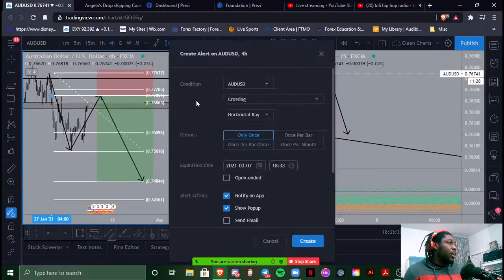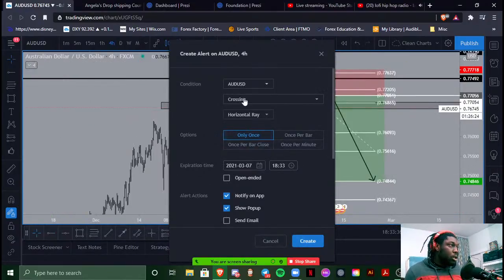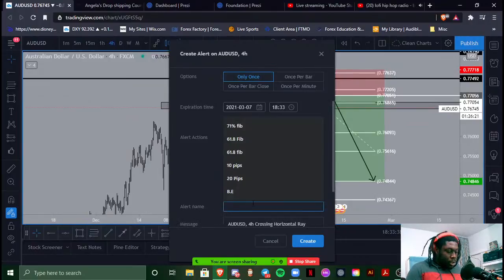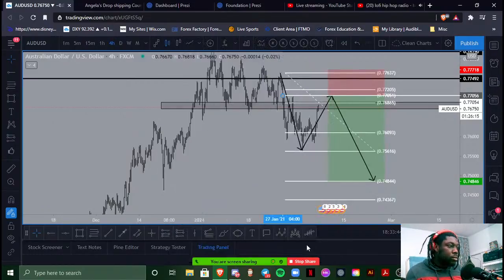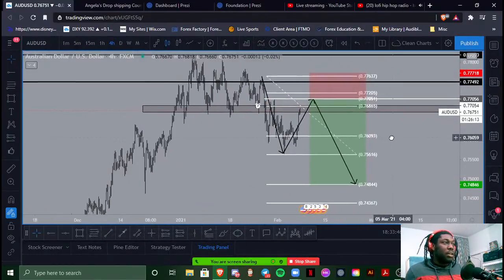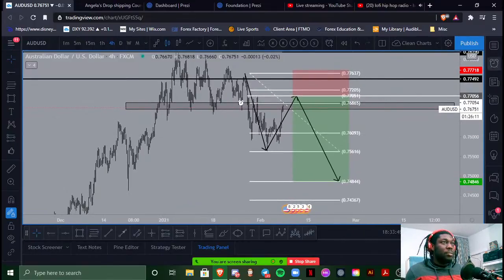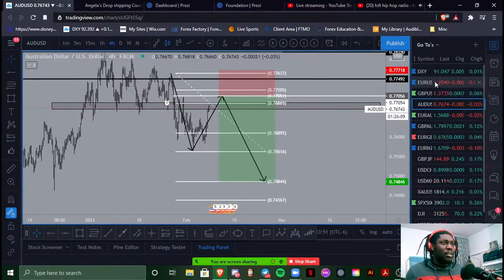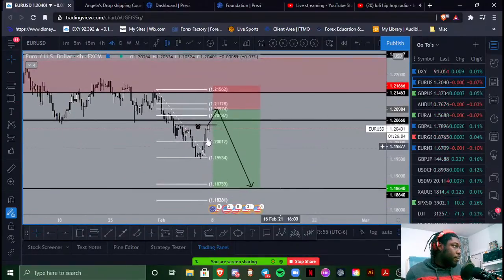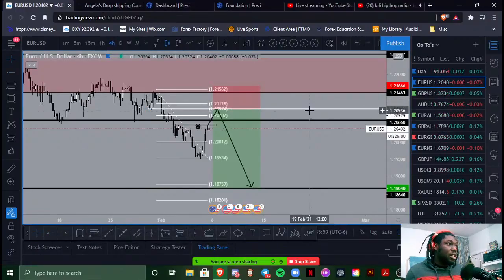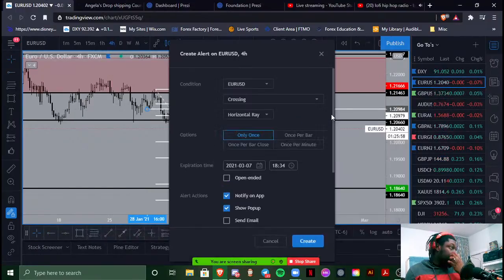So let me add alert. Crossing 71% fib, and then sell entry. Alright, and so looking for that for AUDUSD. I think I have the same thing for EU. I just didn't set a limit. No, I do not. If I miss this, it is what it is. I have arbitrage that can help me out.